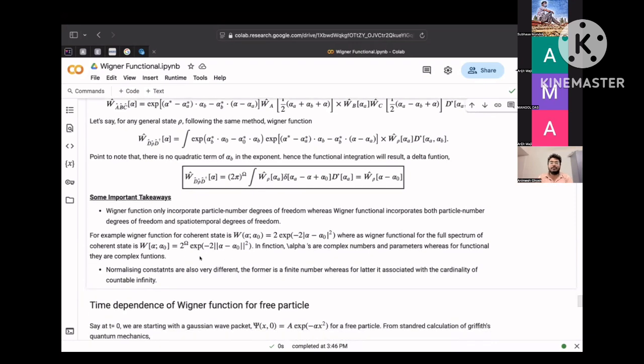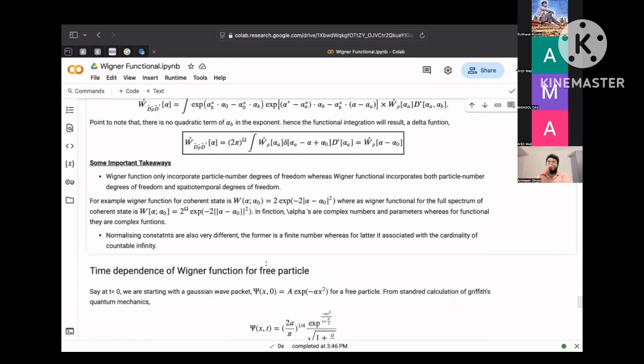One thing you can notice is that the normalization constant is different. For the former case, it's really a finite number. But if you take the continuum limit, then the 2 to the power omega is essentially associated with the cardinality of the space set, and that can be countable infinity for the continuum limit.